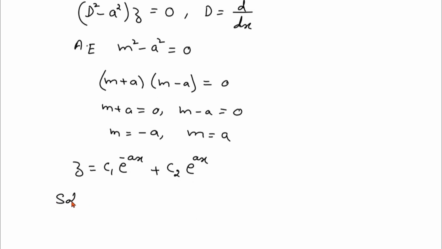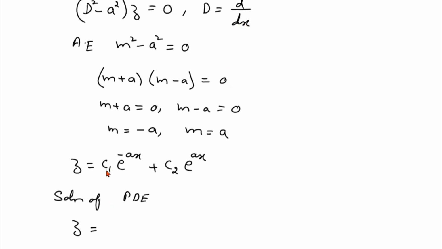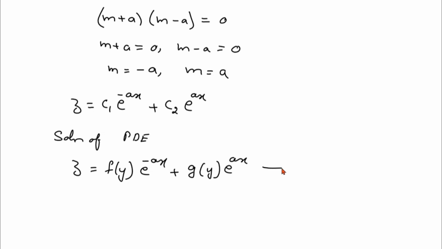Now we'll write down the solution of the PDE. Since x is the variable, we replace the constant c1 by a function of y, and c2 by another function of y. So z = f(y) e^(−ax) + g(y) e^(ax). We have got the value of z. Now I need to find f(y) and g(y). Let us take this as equation number 1.